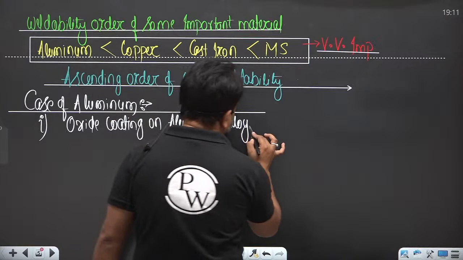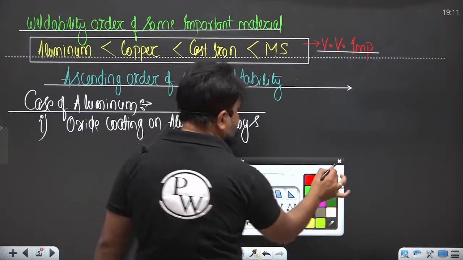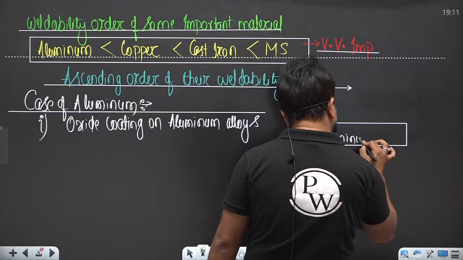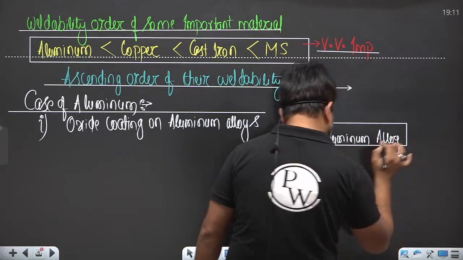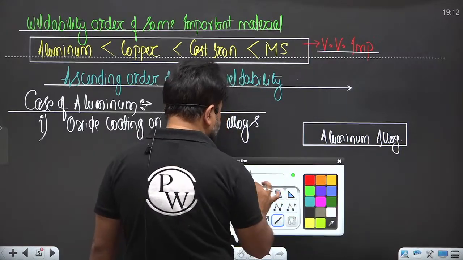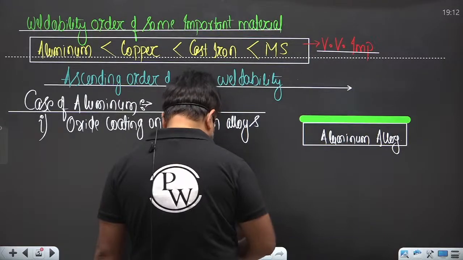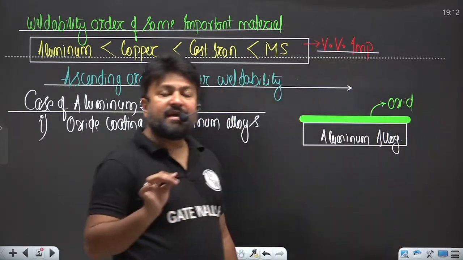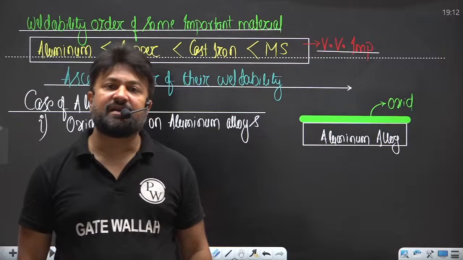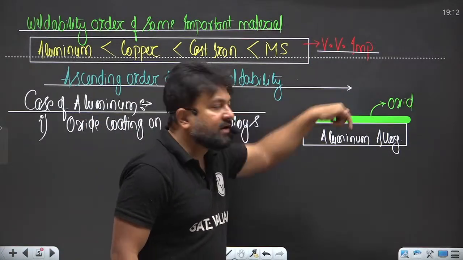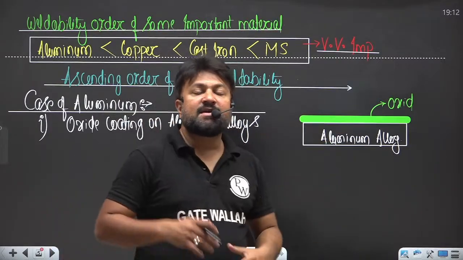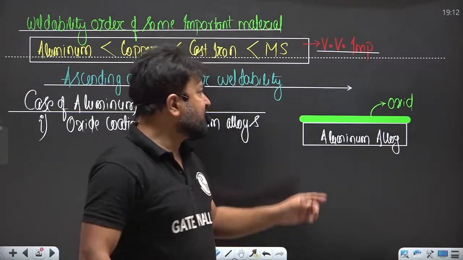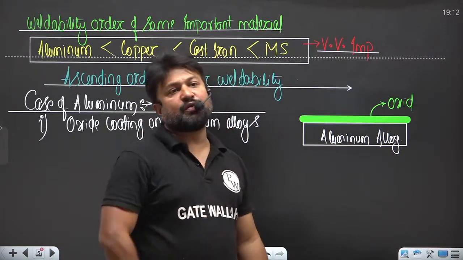Now what happened, my dear? It is very simple. Let's say this is my aluminum workpiece, an aluminum alloy. Now on the surface of the aluminum alloy, there is an oxide layer. My dear, this oxide layer will resist the heat. The heat will not penetrate into the aluminum because of this oxide. So if you want to weld aluminum, it is necessary that you remove the oxide, and after that you can do welding.